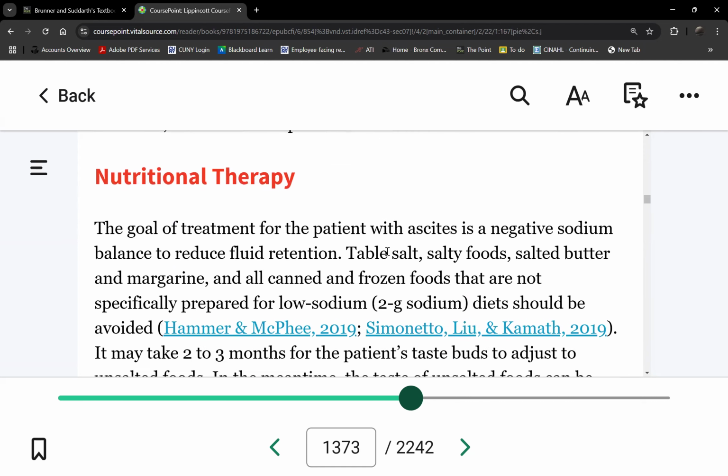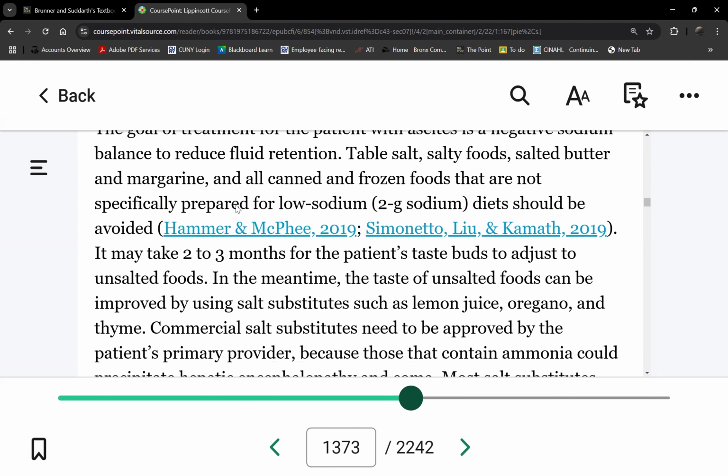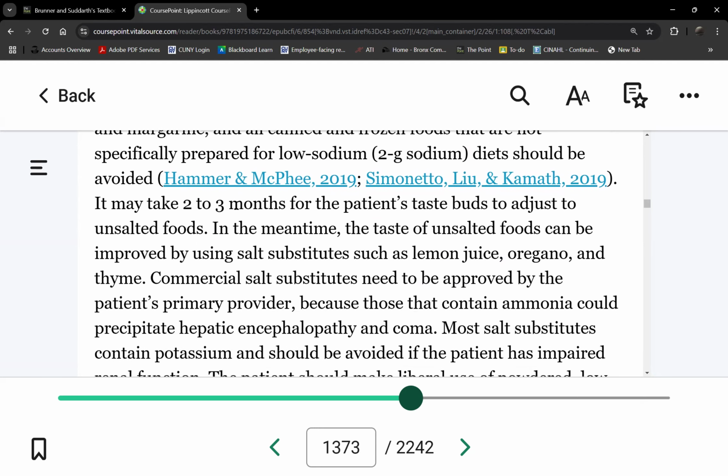However, early on we can try the most conservative approach. Let's try nutritional therapy. Since this is fluid accumulating in the abdomen, what type of diet will we provide? Low or high sodium? There will be low sodium. As far as potassium, it will depend on the patient's potassium level, but definitely low sodium.